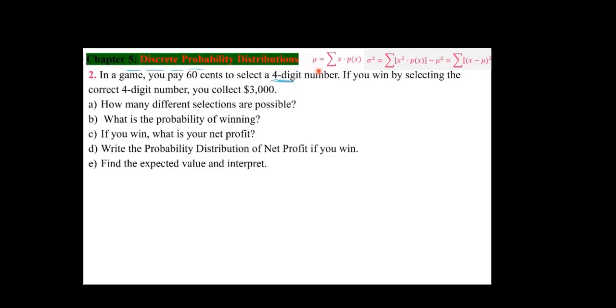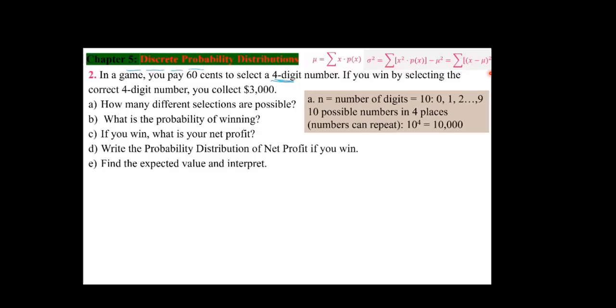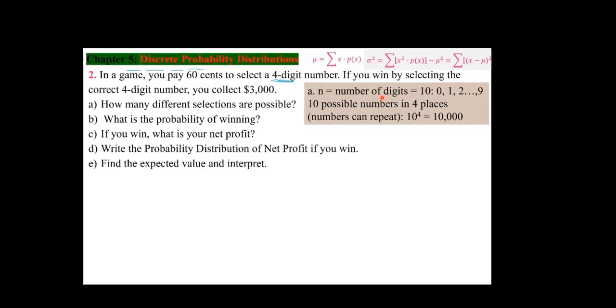And at the top, by the way, I have the formulas. Mu is summation of x times p of x. Sigma squared is summation of x squared times p of x minus mu squared. This is a second method to write that. And so let's do that. N, the number of digits, is 10. Why is that? Because we go from 0 to 9. There are 10 possible numbers in 4 places. We have 10 to the power of 4, or 10,000 ways to pick.